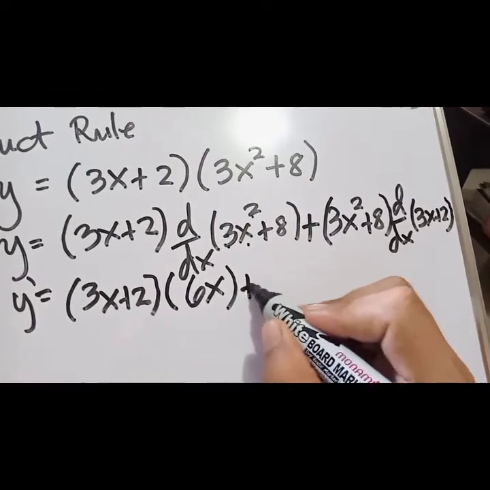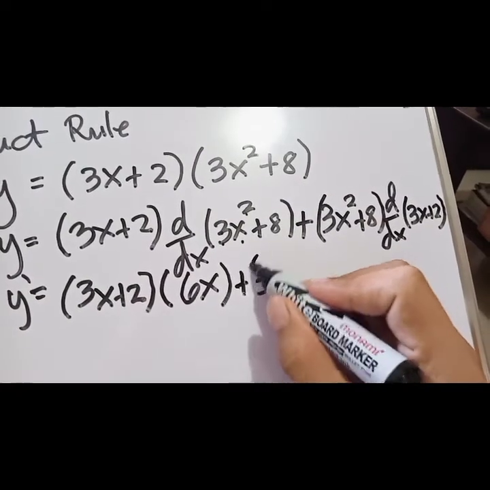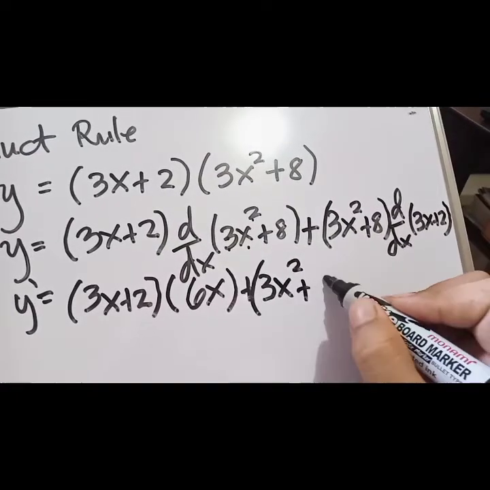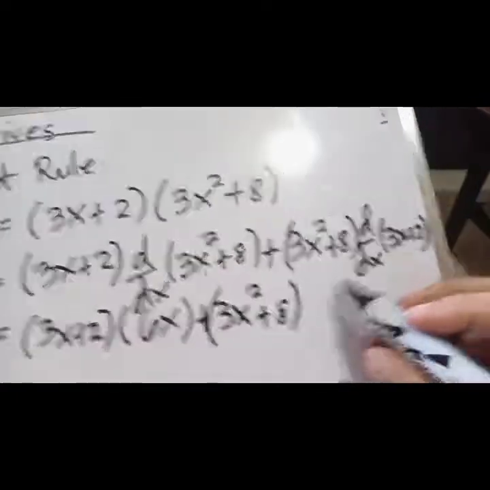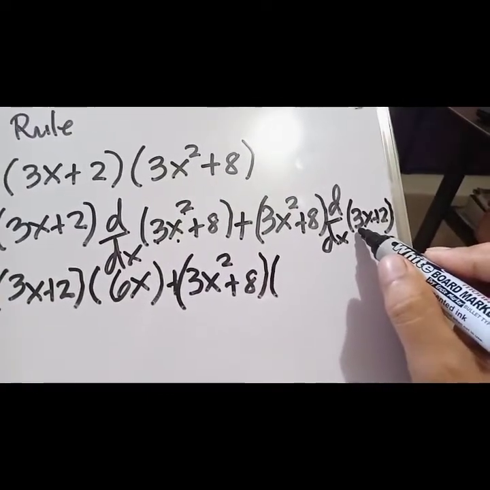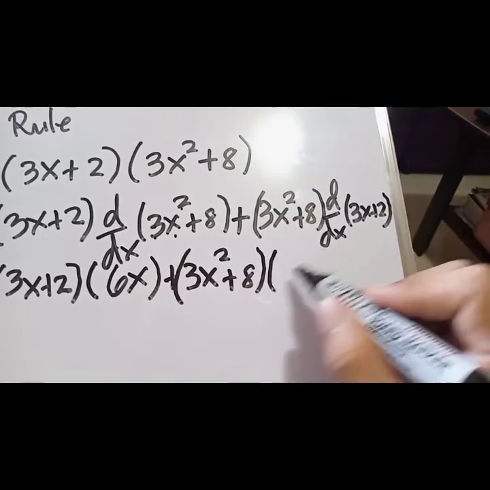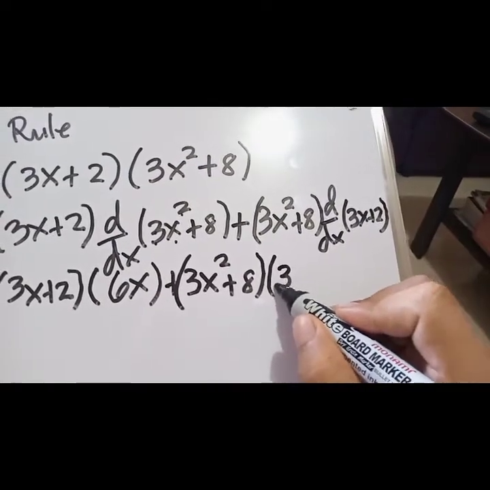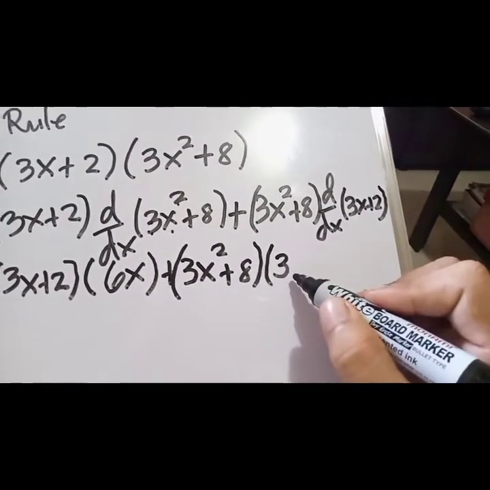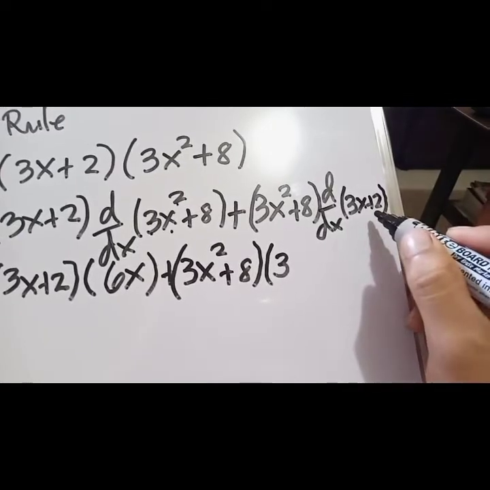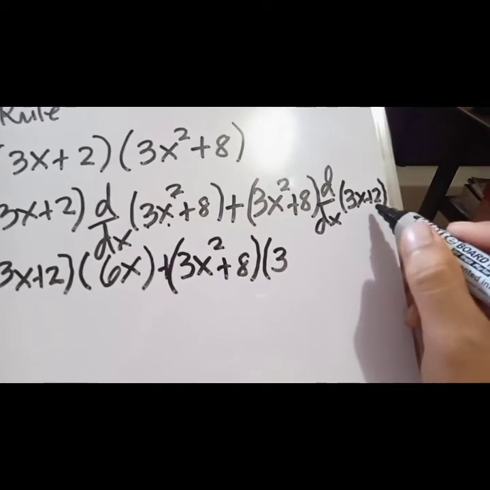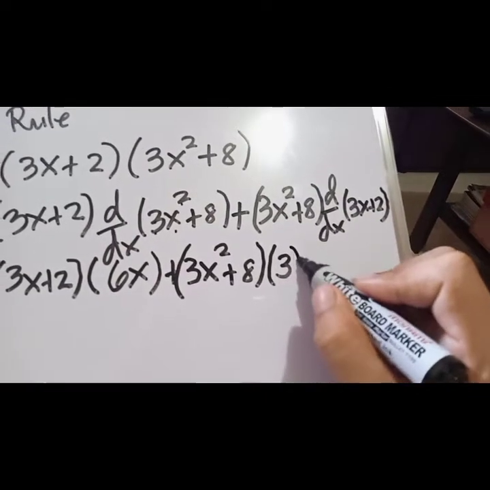Plus, again, rewrite natin yung second function, 3x squared plus 8. Then, ano naman yung derivatives ng first function? 3x, the exponent is 1. 1 times 3 is 3. Then, x, the exponent is 1. 1 minus 1 is 0. Wala na yung ating x. And again, apply the constant rule. Yung 2, the rule is, the derivatives of a constant is equal to 0.